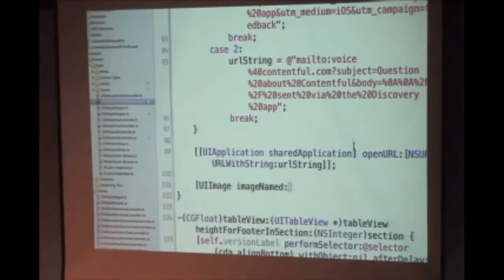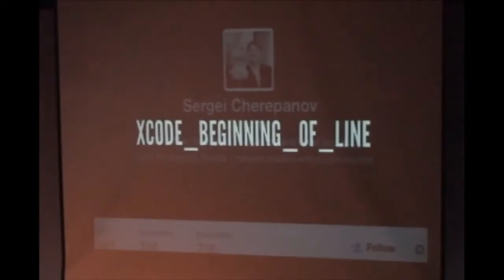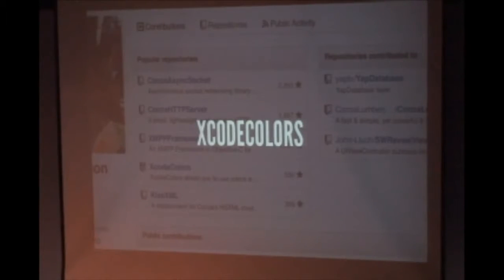Xcode beginning of line. This is also really great because it fixes how beginning of line works. Xcode colors. This is a bit of a complicated one. This enables you to do colored output in the debug console. For that, you have to write some code though. Basically, you have an additional header file which you include, and then you can say this NSLog is blue, for example.